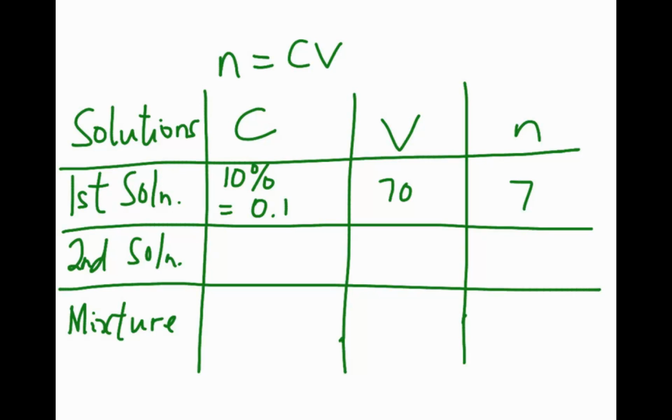In the second solution, they are asking how many gallons of a 50% antifreeze solution. So the concentration of the second solution is 50%, which is 0.5. But we don't know the volume of this second solution that we will add. Now, why is this important? Because you cannot just add anyhow volume. If you want to get the exact concentration of 40%, then you will have to add a specific volume.